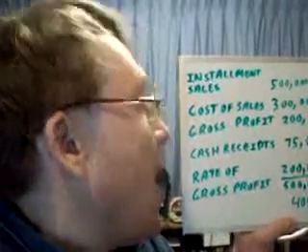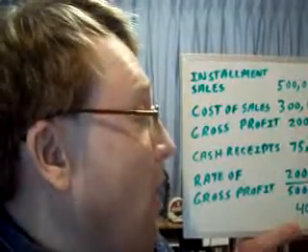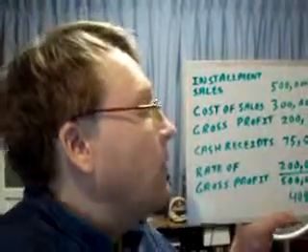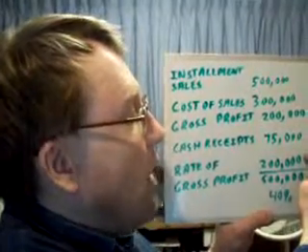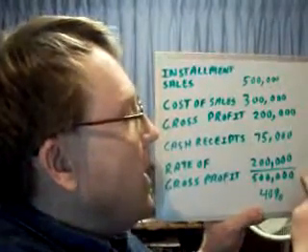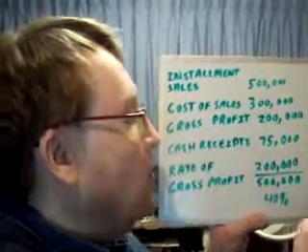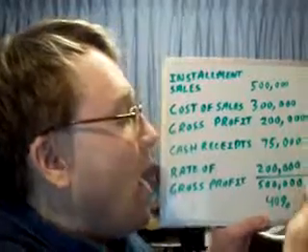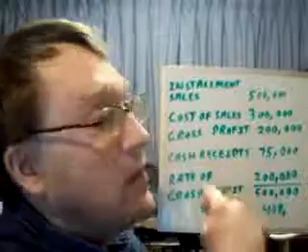All right. Now, how do we calculate the rate of gross profit? Okay? Well, we take the gross profit, which is $200,000, and we divide it by the installment sale of $500,000, which makes 40%. So Bill is making a 40% profit off of these dump trucks if he can get all the money back from Tom. And that's kind of tricky.